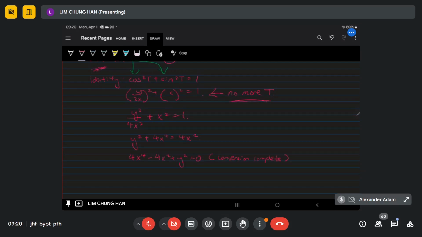Okay, we finish converting. But what shape is this? I don't know. Who knows what shape this is? You tell me what shape this is?